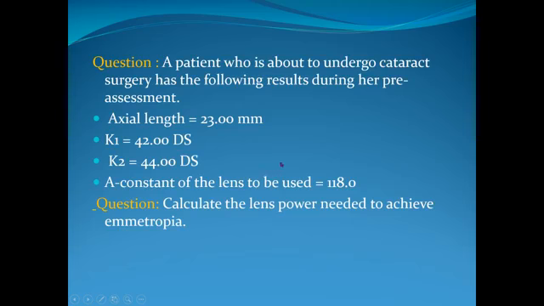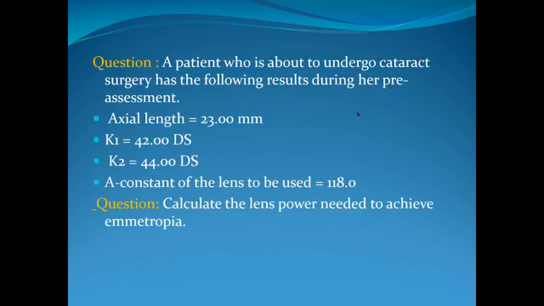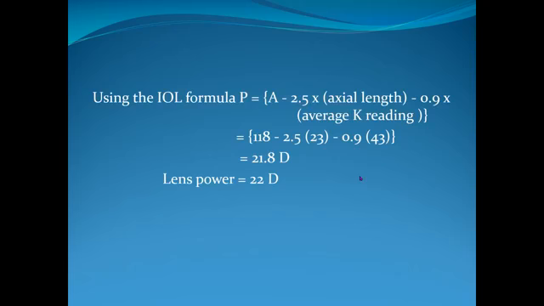So the constant is 118. Here, this is the SRK formula. So the question is, there is some data here like axial length and keratometer readings, and you calculate the implanted lens power. So again, repeat the question. Pre-assessment data like axial length, keratometer reading, and constant 118. So calculate the lens power for emmetropia. This is to calculate the power.